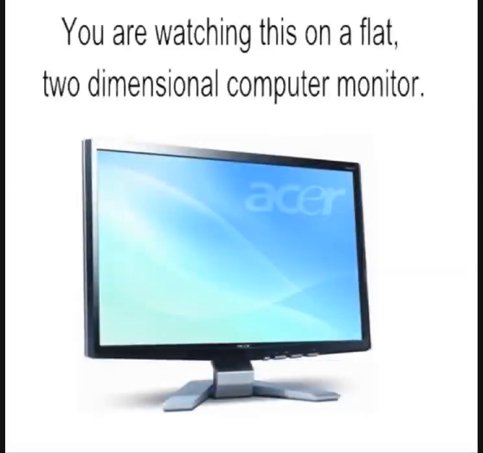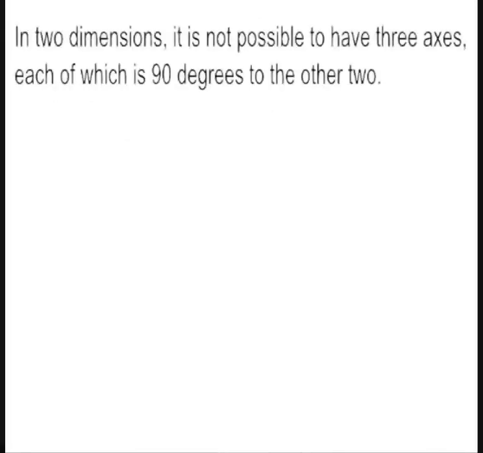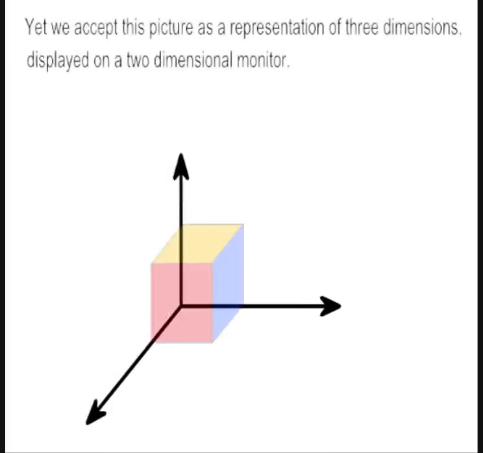You're watching this on a flat 2-dimensional computer monitor. In 2 dimensions, it's not possible to have 3 axes, each of which is 90 degrees to the other 2. Yet we accept this picture as a representation of 3 dimensions displayed on a 2-dimensional monitor.